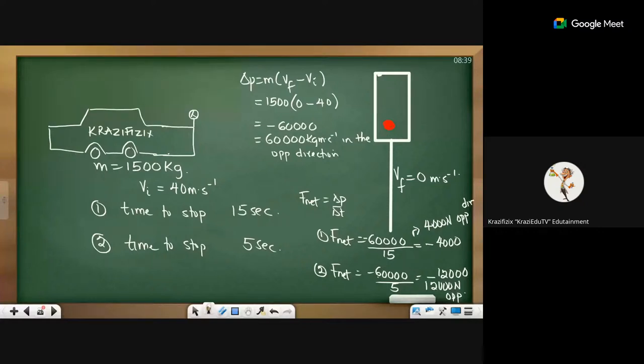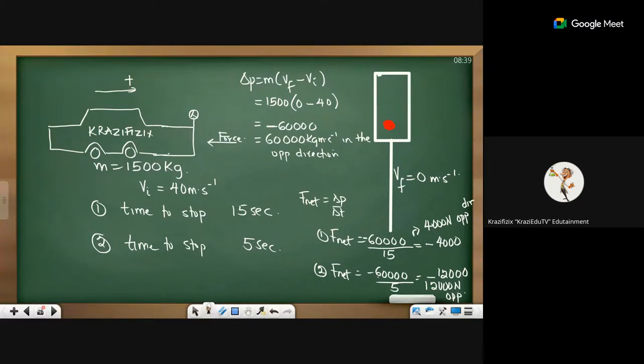The change in momentum is the same, but look at the time. Why opposite directions? We are getting negative. Forward direction is positive. Do you notice our answer is negative? We did that yesterday. Force is a vector quantity. For this car to stop, there must be a force acting in the opposite direction, guys. That's why we have the negative. The car is moving to the right. For the car to stop, the force that stops the car must be moving to the left. Ayanda, does that make sense? That's where the negative comes from. So for the same change in momentum, our change in momentum is 60,000. The net force of the one with a longer time, 15 seconds, is 4,000.